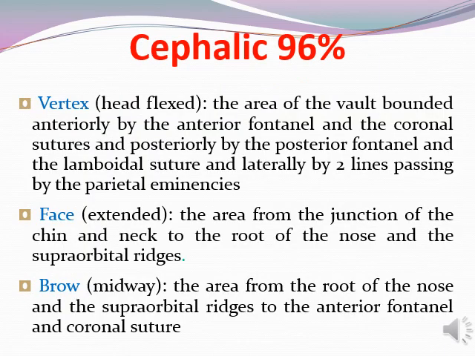In cephalic presentation, the vertex is the area of the vault bounded anteriorly by the anterior fontanelle and the coronal suture, posteriorly by the posterior fontanelle and the lambdoidal suture, and laterally by two lines passing through the parietal eminence. The face means the area from the junction of the chin and neck to the root of the nose and the supraorbital ridge. By brow we mean the area from the root of the nose and the supraorbital ridge to the anterior fontanelle and the coronal suture.